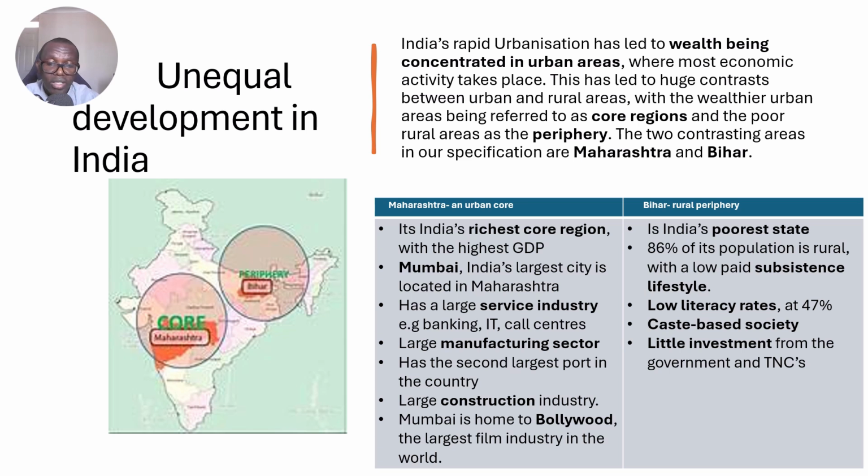Now, if we contrast that then to Bihar, which is the rural periphery, this here is India's poorest state. 86% of its population is rural, and those people who live in these rural areas normally have a subsistence lifestyle, which is where they grow enough food for themselves and their family. So they don't sell anything to anybody else and therefore remain fairly poor.